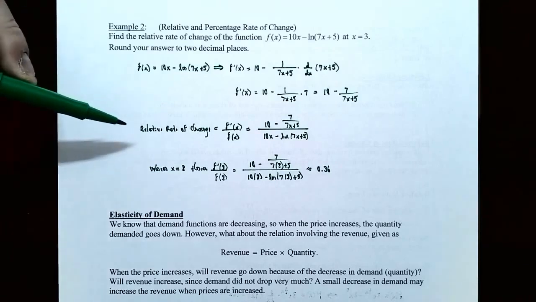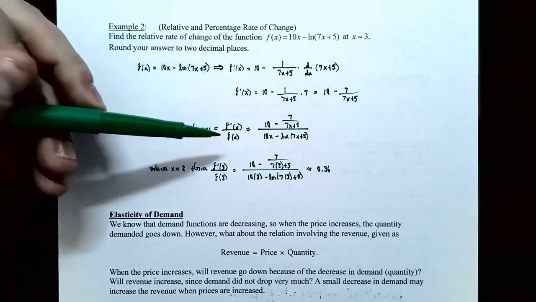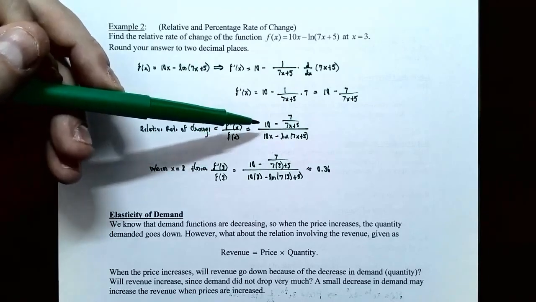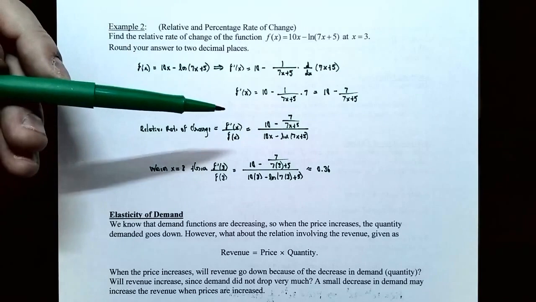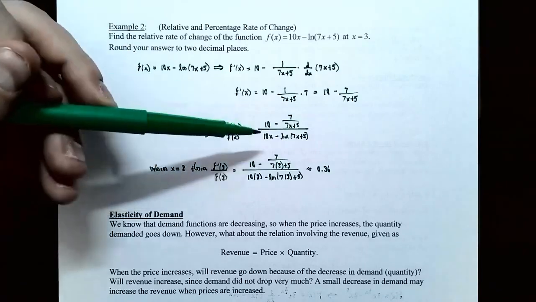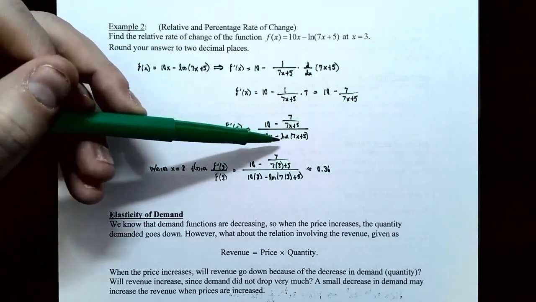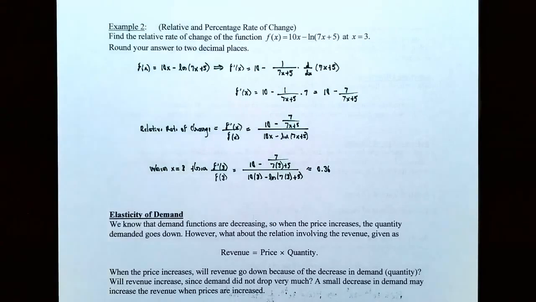So we have the relative rate of change. It's f prime of x divided by f of x. So the derivative goes in the numerator: 10 subtract 7 divided by 7x plus 5. And then the original function goes in the denominator. F of x is 10x subtract natural log of 7x plus 5. So we found the relative rate of change.